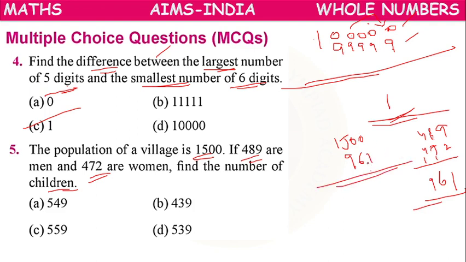So from 0, 1 we cannot remove, borrow. From 10, 1 goes, means 9. Here 9 will be there. 9 minus 6, 3. Here 4 will be there. From 14, 9 removed means 539. 539 will be the number of children in that village. Okay, children?